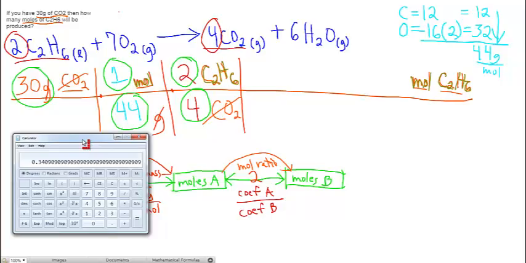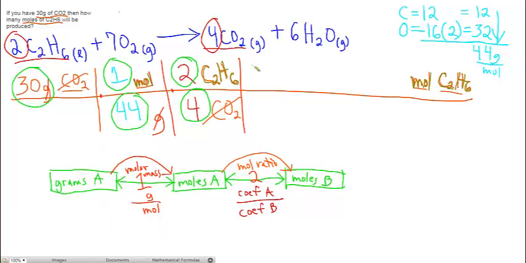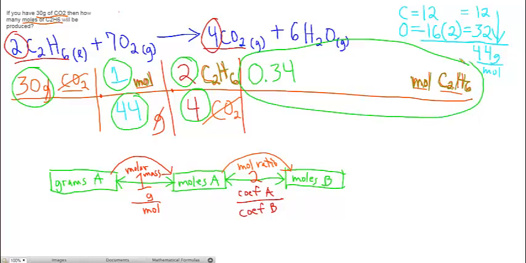Notice I'm pressing enter between all of those. It helps separate and simplify it in the calculator. The number we're getting is approximately 0.34 moles of C2H6. That'll be your complete final answer.